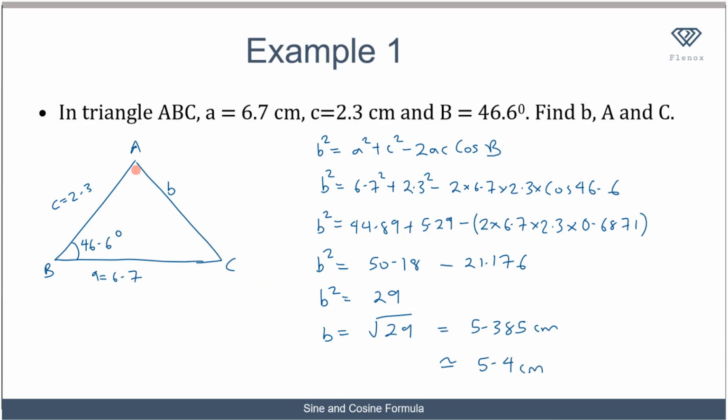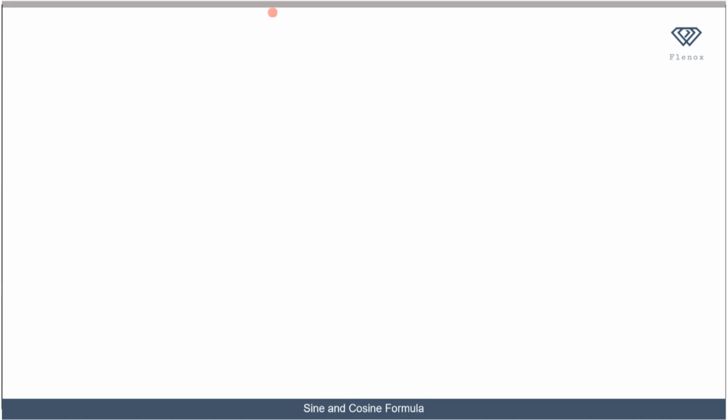So the length over here, B, is equal to 5.4 centimeters. Now we're going to find the value of angle A and angle C. And how do we do that? First, I'd like to sketch out the triangle that we've got. We have triangle ABC. I'm told that the angle here is 46.6 degrees. The length here is 2.3. The length here is 6.7. I found the length here to be 5.4. So now I want to find angle A and angle C. Let's start by finding angle C.